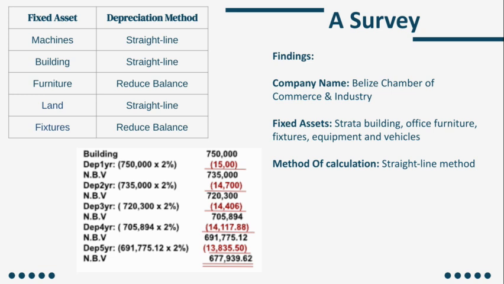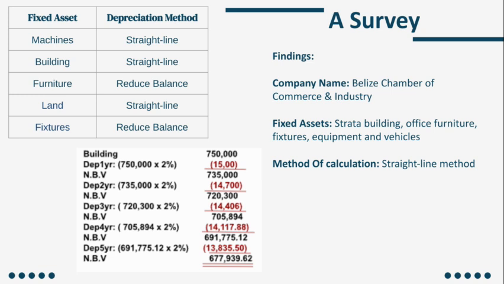For example, if the building costs $750,000 and the depreciation rate is 2%, the annual depreciation expense would be $15,000 in the first year. The depreciation expense is $15,000, in which the net book value will be $735,000 after subtracting the depreciation. In the second year, the depreciation expense is again 2% of the remaining book value, which calculates to $14,700. This reduces the book value to $720,300. We had chosen the reducing balance method because of two reasons.